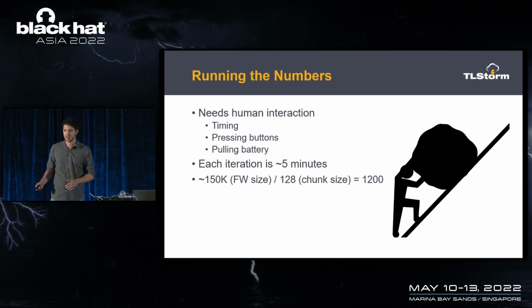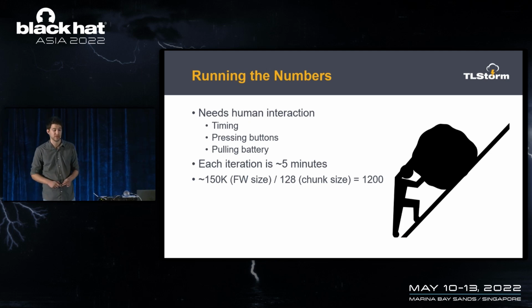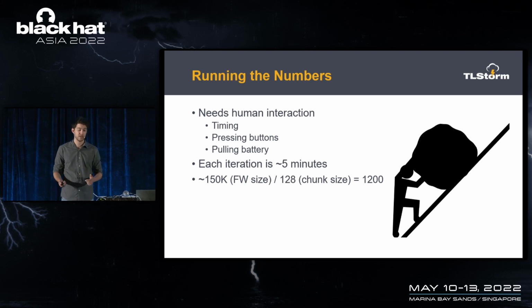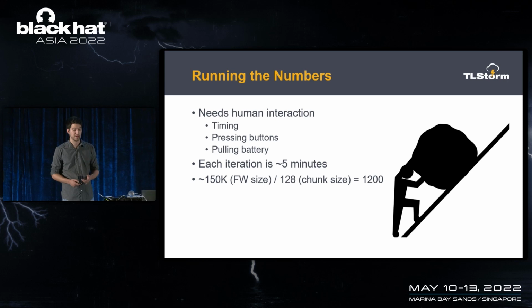But to check the viability of this approach, each iteration requires a lot of human interaction, like timing for the correct chunk, pressing of physical buttons to initiate the update, and pulling out the battery for the hard reboot. Each iteration like that requires about 5 minutes. And even if we do get a different chunk each iteration, there are about 1,200 chunks in total. So to summarize all of this, it's going to take us weeks of grinding to extract the firmware.